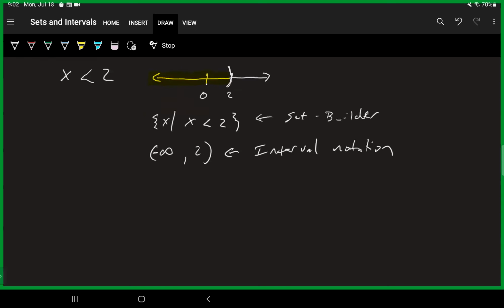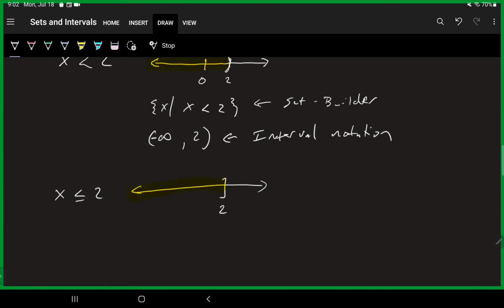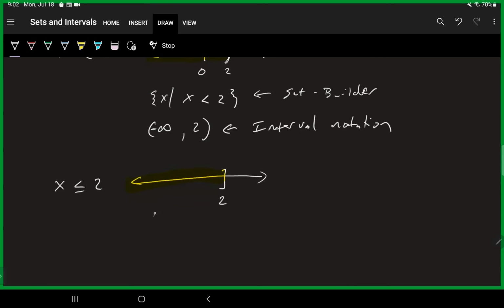So what happens if we're allowed to have the number 2? So let's say x is less than or equal to 2. My graph would look very similar. I'm not going to bother with 0. I'm just going to put 2 there, but I'm going to put a square bracket. And I'm shading everything to the left again. And in set builder notation, x such that x is less than or equal to 2. And in my interval notation, it's going to be negative infinity to 2 again, except I'm going to close it off with a square bracket after the 2.